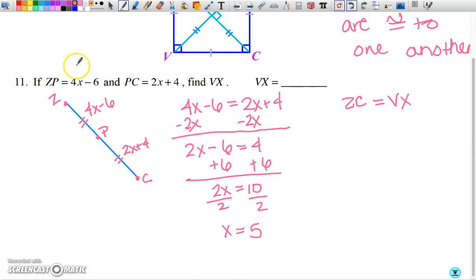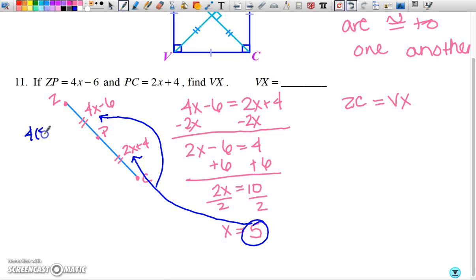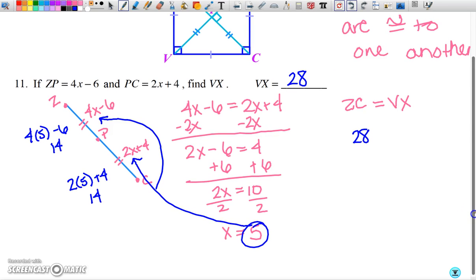So all I'm going to do then is take this 5 here, and I'm going to plug it in here, and then I'm also going to plug it in right there. So 4 times 5 minus 6, and 2 times 5 plus 4. And if I did this correctly, I would get the same measurement. So here I get 20 minus 6, which is 14, and here I get 20 plus 4, which is also 14. So I know we're good. But ZC is that whole measurement, 14 plus 14. So we end up getting 28 as our full measurement. And so all I did was just plug it in there and then add the two pieces together.